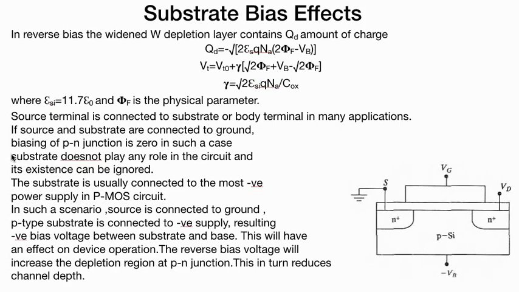There is one more parameter, which is the substrate bias parameter. That is the fourth point. Usually we take the substrate to be grounded, but if a voltage is applied at the substrate, then the effective threshold voltage changes. How that is being changed, let's look at that.